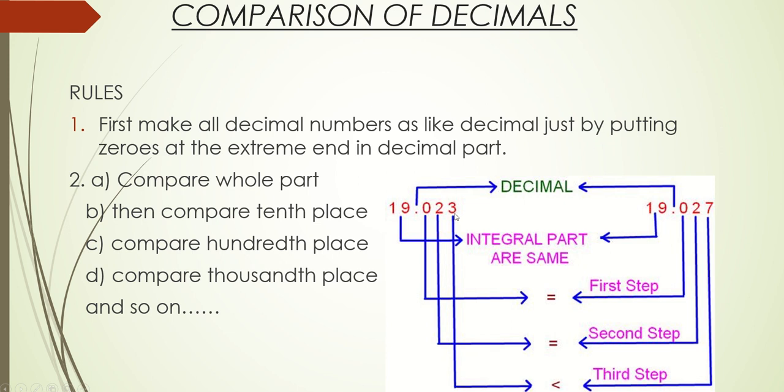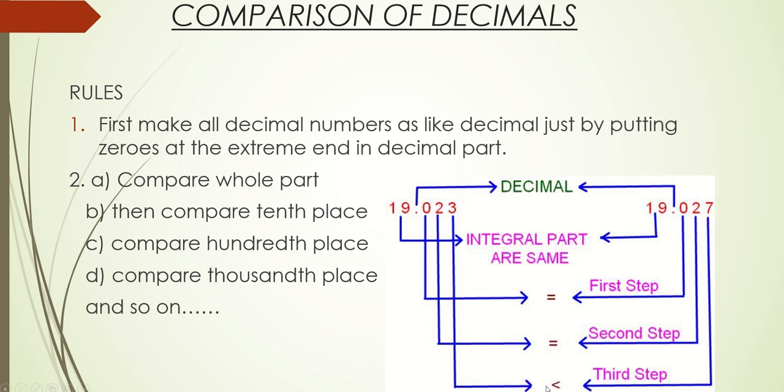Here 3 is under 1000th place on the left hand side, and on the right hand side I have 7 on 1000th place. So which one is bigger? Of course 7 is bigger. So you can put the sign 3 is bigger or 7 is bigger. Yes, 7 is bigger. So I will put this sign of greater than this side.